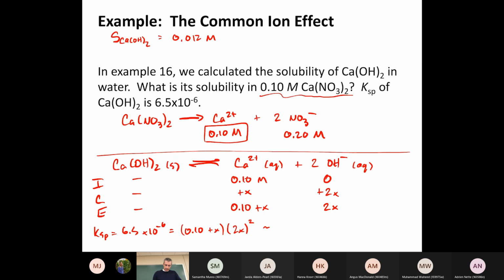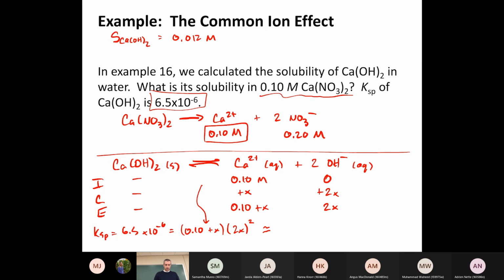What we can do here is make the assumption, because this is a very small number, that simplifying assumption we wanted to make before, where if you take the K and you divide by the initial concentration, if it's greater than 400, you can ignore the plus x. We can do that here, and that's definitely going to be the case, that we can ignore the x. You can multiply it out. You'll end up with a quadratic equation, put it into the quadratic formula, and you can solve it that way.